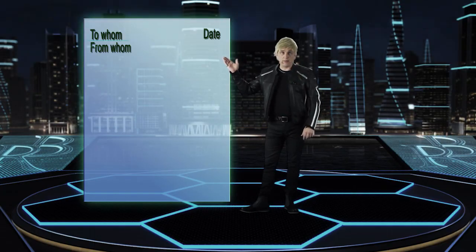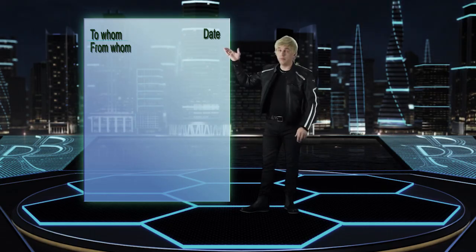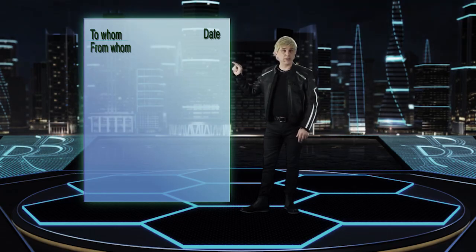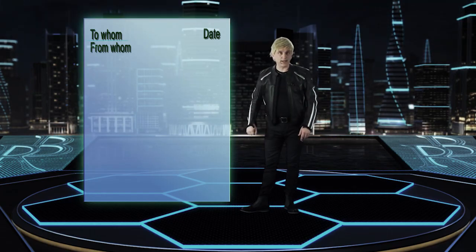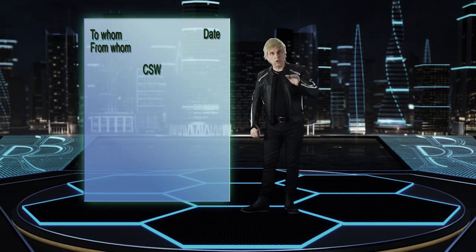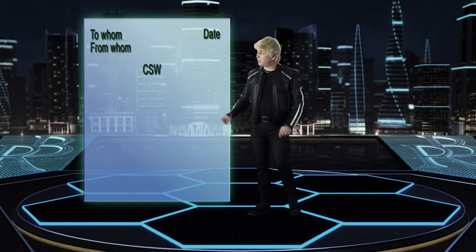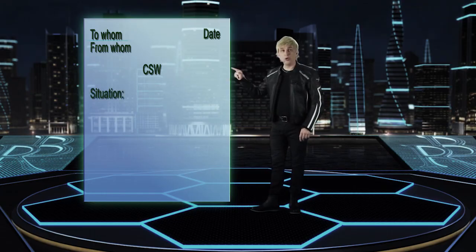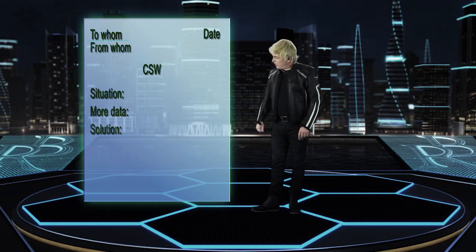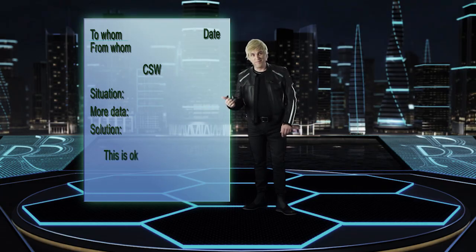So, a CSW, like any communication of course, has the usual attributes: to whom, from whom, the date, and it's labelled with 3 letters, CSW. And then we have a standard pattern that we use to write it. Namely, that's 3 components: the situation, more data, and the solution. And then the person finishes it off with the phrase, "This is okay."